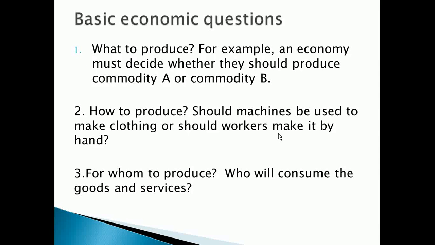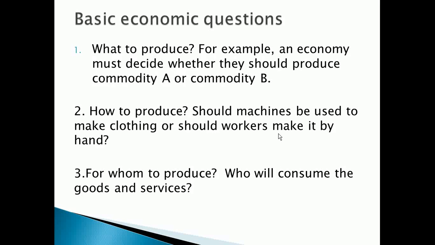The third question is, for whom to produce? Who will consume the goods that are produced? Who will get the consumed goods? Is it first come, first serve? Should it be allocated or given out based on some variables, gender, age, health, or wealth? How should we distribute these goods?